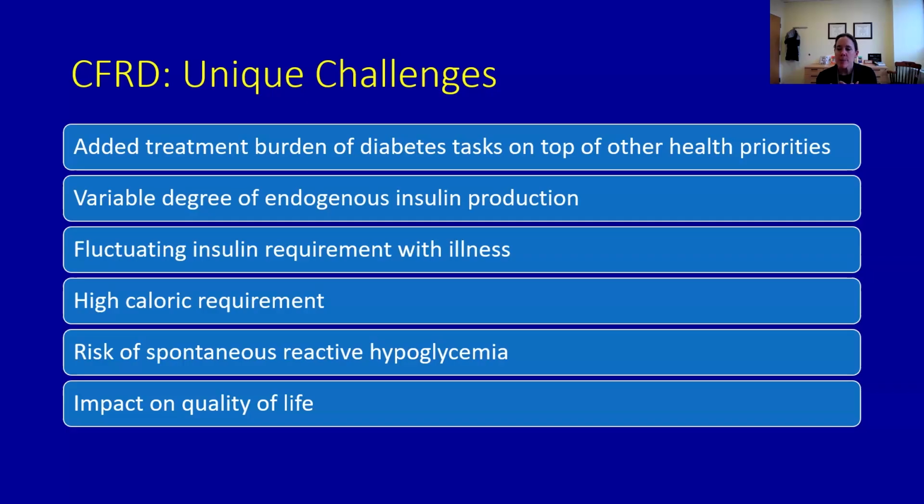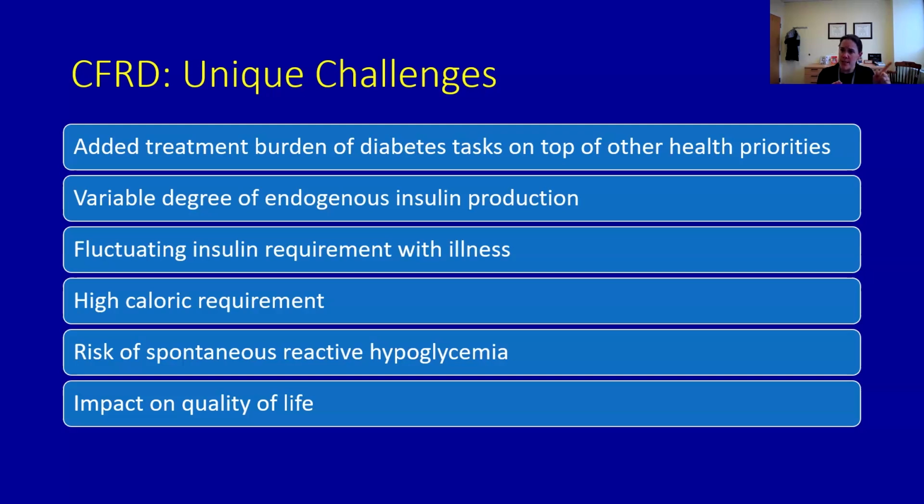In addition, people with CF often have a higher caloric requirement. BMI and pulmonary function are very tightly linked, and it's very important to get that BMI in the normal range. That requires a lot of calories, and carbs are the most calorie-dense of all of the foods. And so a lot of times that can lead to high sugar intake and high carbohydrate intake.